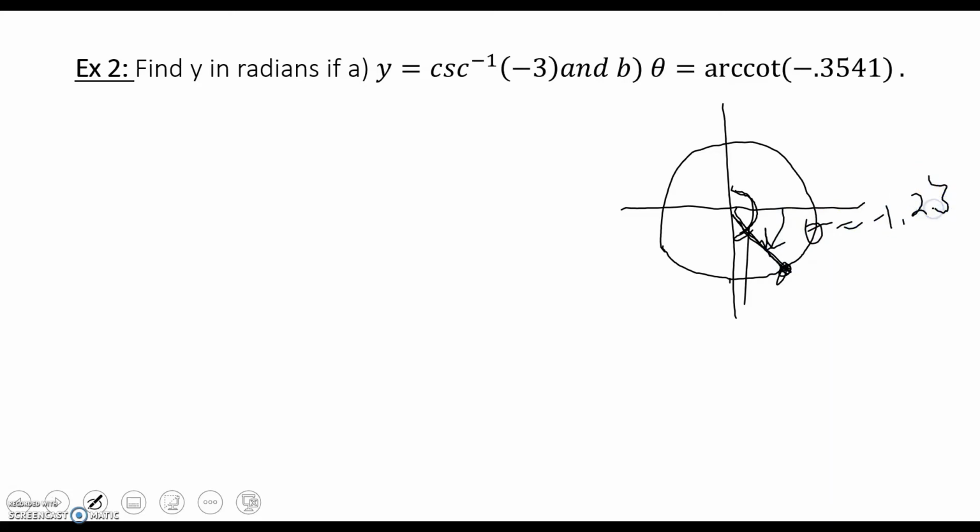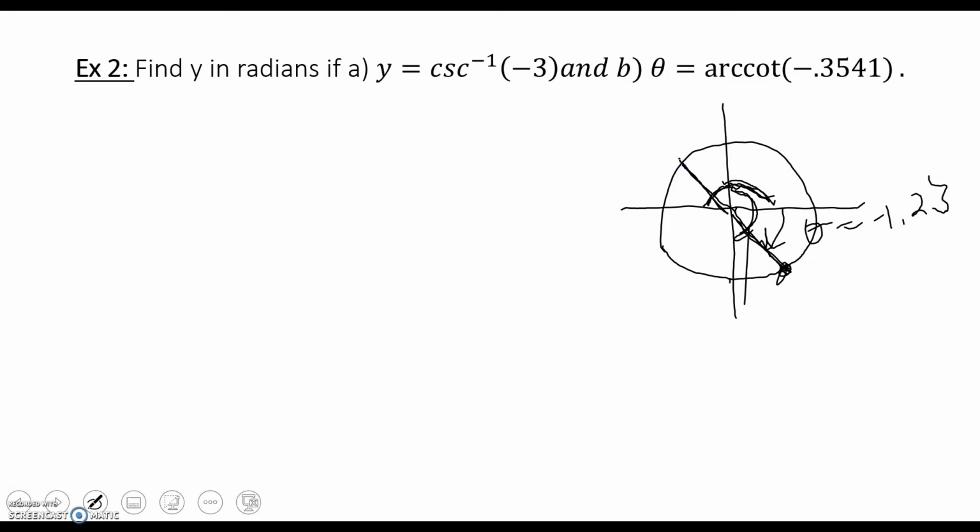Now, the only thing we have to consider is that the range of tangent and the range of cotangent is different. The range of cotangent is in quadrants 1 and 2, so from 0 to pi. So that means we need to find where else the cotangent would have that same value, which is going to be over here in the second quadrant, because cotangent is negative.